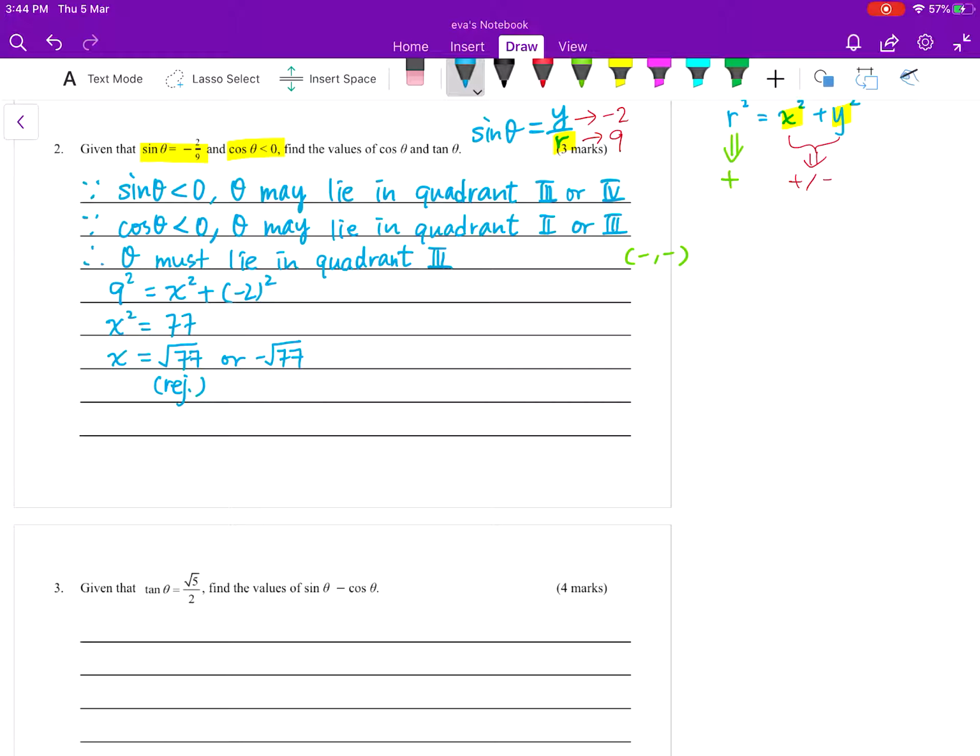Now, as we have x, y, and r, we can write down the answers for cosine theta and tangent theta. Cosine theta, x over r, is negative square root 77 over 9. Tangent theta, y over x, is negative 2 over negative square root 77, which is 2 over square root 77. So 1 mark for each answer and another mark for finding that this is in quadrant 3.